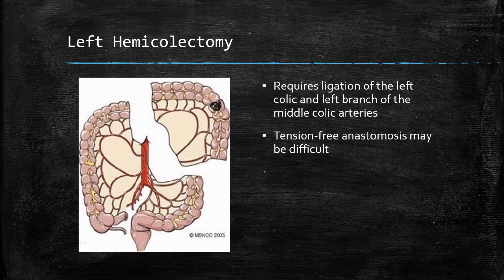The other choice for a cancer located at the splenic flexure is a left hemicolectomy. This requires dividing the left colic at its origin, as well as the left branch of the middle colic artery. The challenge here is making a tension-free anastomosis between the two ends of the colon. If that can be done, this will give the best functional result. If it can't be done, my own personal preference would be to extend this into an extended right hemicolectomy, getting close to a subtotal colectomy.